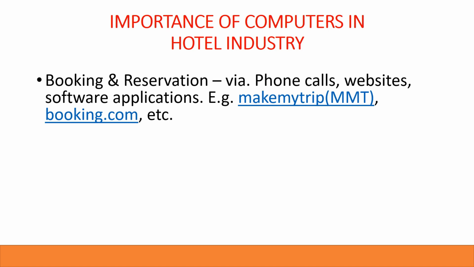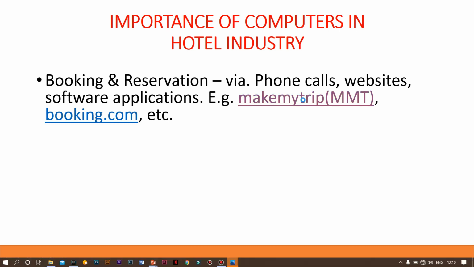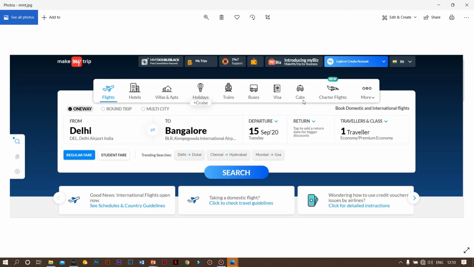Let's say, for example, tomorrow I want to go to Siliguri and I do not have any place to stay. So before I go, I will look up, for example, Make My Trip. You can install this on your mobile phone, or you can go to the Make My Trip website, which looks like this. Here we have flights, hotels, villas, holidays, trains. Everything is available right here due to present technology.